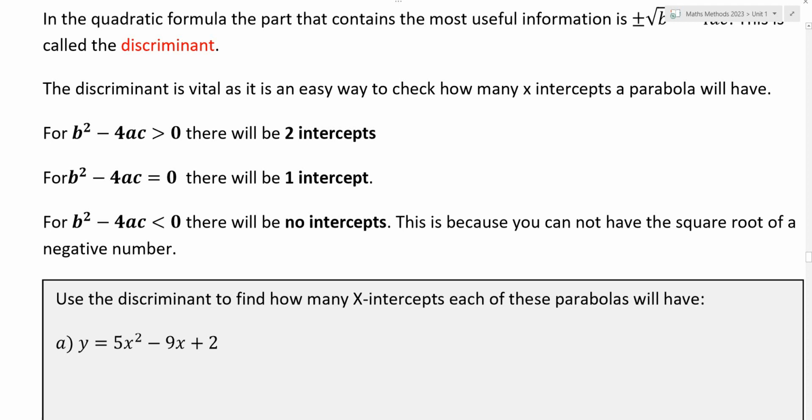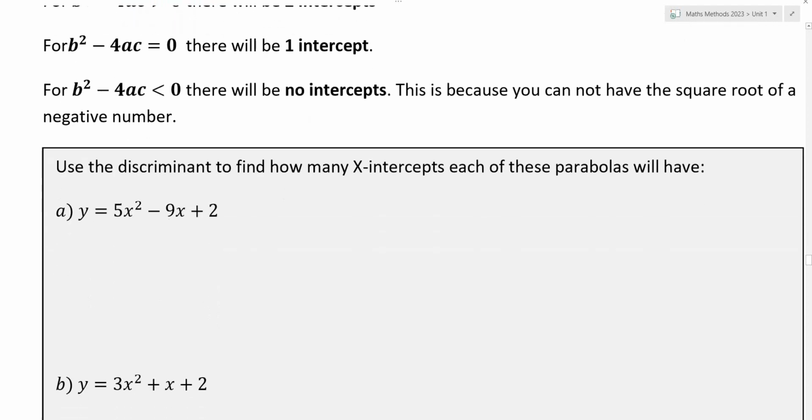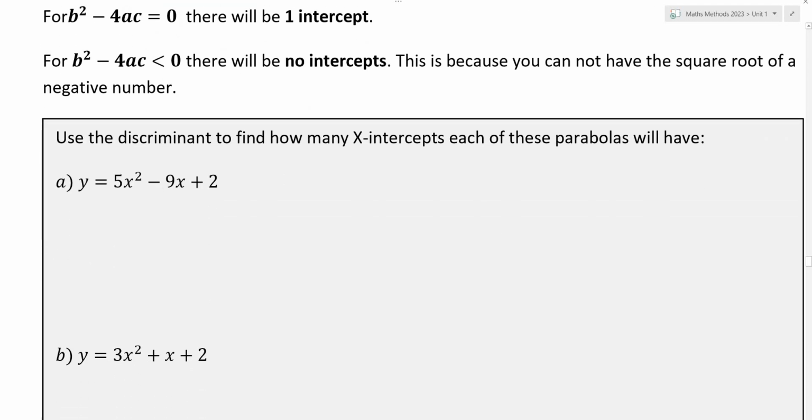Okay, guys. Let's find how many intercepts are in these parabolas. So let's do the first one. What's my A, my B and my C? Negative 9 and 2. So I want to do b squared minus 4ac. B squared would be negative 9 squared minus 4 times 5 times 2. Negative 9 squared is 81 minus 4 times 5 is 20 times 2 is 40.